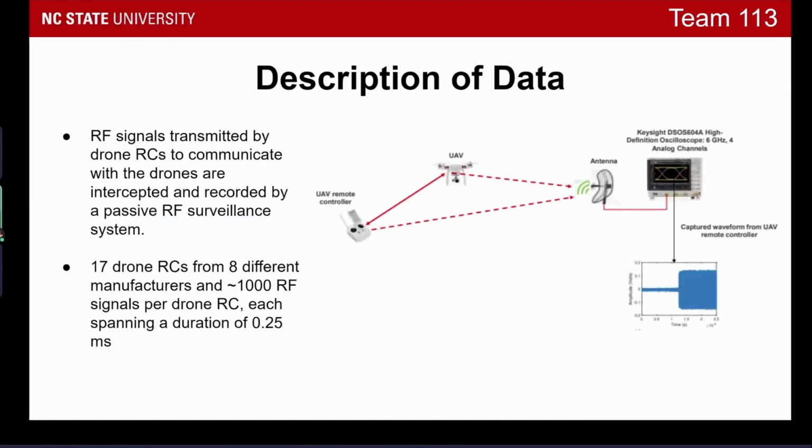This dataset contained RF signals from drone remote controllers of different makes and models. The RF signals transmitted by the drone remote controllers to communicate with the drones were intercepted and recorded by a passive RF surveillance system, which consisted of a high-frequency oscilloscope, directional grid antenna, and low noise power amplifier, which you can see on the right. All the drones were idle during the data capture process. All the drone remote controllers transmitted signals in the 2.4 gigahertz band. There were 17 drone remote controllers from 8 different manufacturers and 1,000 RF signals per drone remote controller, each spanning a duration of a quarter millisecond.